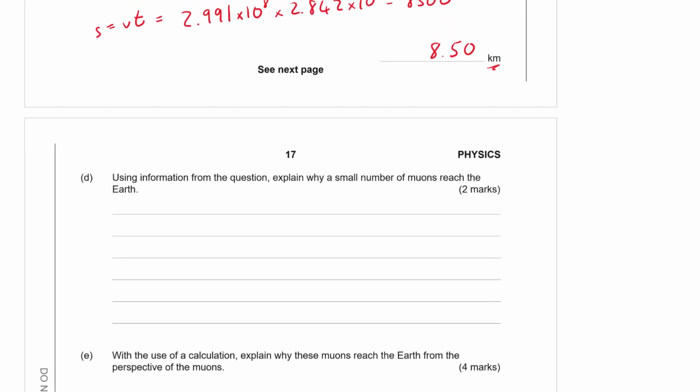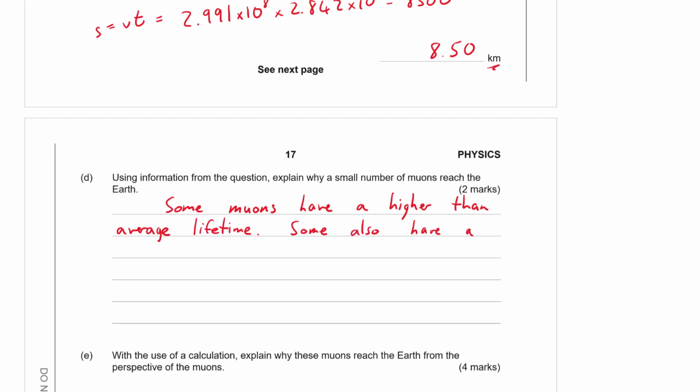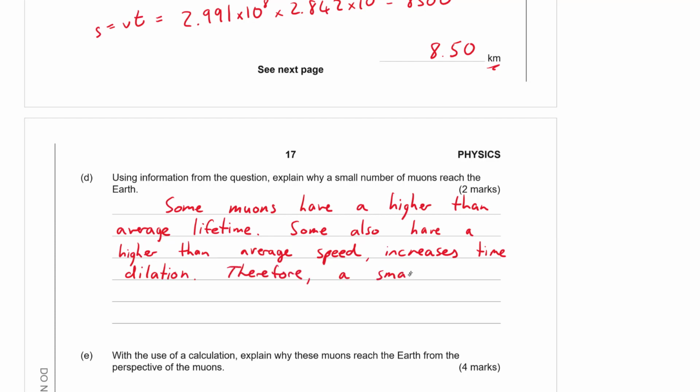And that's what this next question is talking about. It's saying, using the information from the question, explain why a small number of muons reach the Earth. So I would probably say some muons have a higher than average lifetime. Some also have a higher than average speed. So the speed itself could also affect the lifetime, right? So that also increases time dilation.